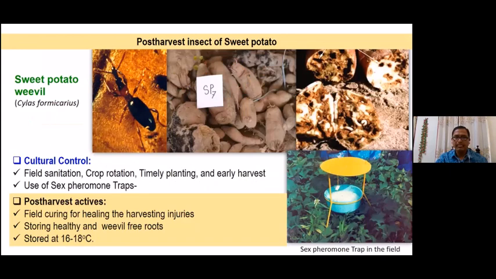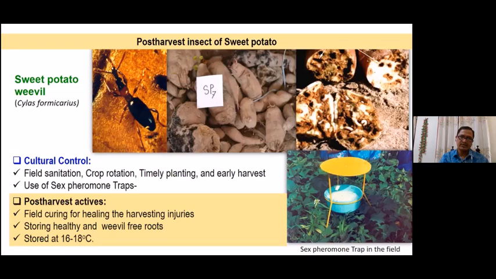Another important one is tuberous root crops, say the sweet potato. In fact, sweet potato is severely infected in storage. We cannot store them for a long time, especially in conventional storage. In ambient conditions, it is quite hard to store these tuberous root vegetables. If you can use a cold room, that is okay, but for ambient, normal conditions, sweet potato tubers cannot stay more than 1 month.